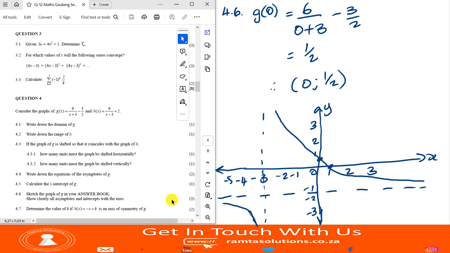I don't like the mark allocation here because you had to find a y-intercept. And imagine you have to find y-intercept, they give you 3 marks. Oh boy. But it's okay. Let's not complain.